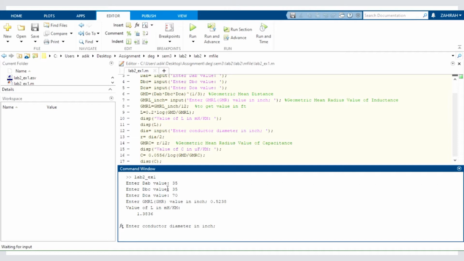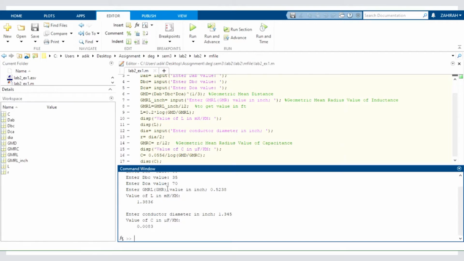Next is our diameter of the conductor, which is 1.345. So we'll get the value of our capacitance.